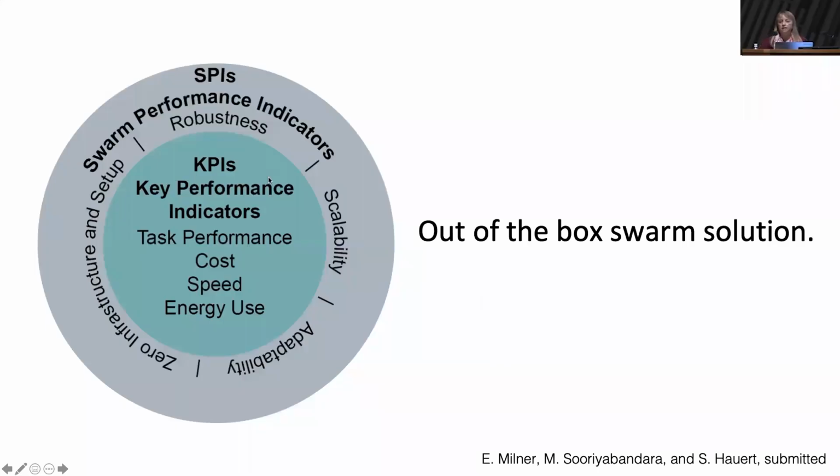But it also takes thinking differently about the problem. If you think of logistics, usually people will put forward the key performance indicators. It has to do with cost and speed very often. But what about the swarm performance indicators that make these useful out of the box for this unmet need? What about robustness, scalability, adaptability, the fact that you might not need any infrastructure and ideally no setup time, if we manage to make these usable out of the box?